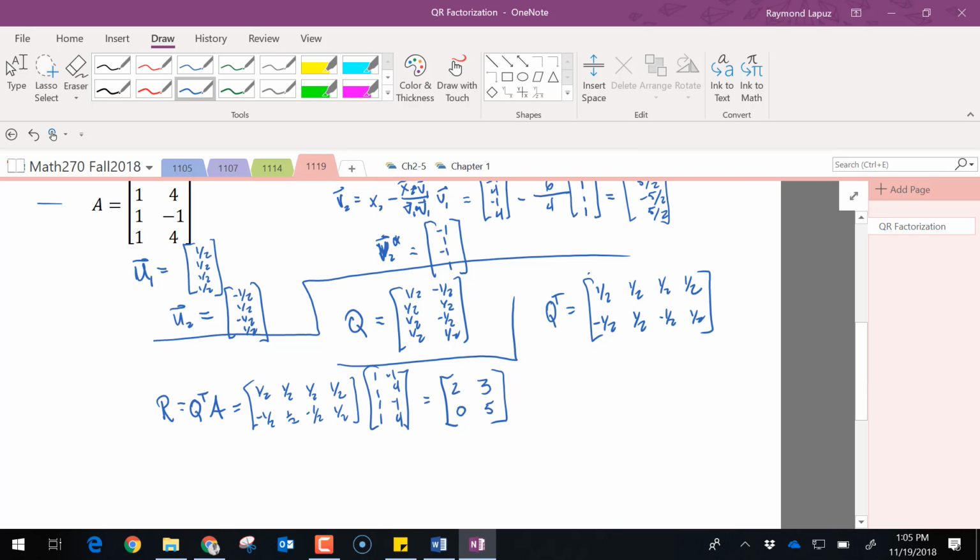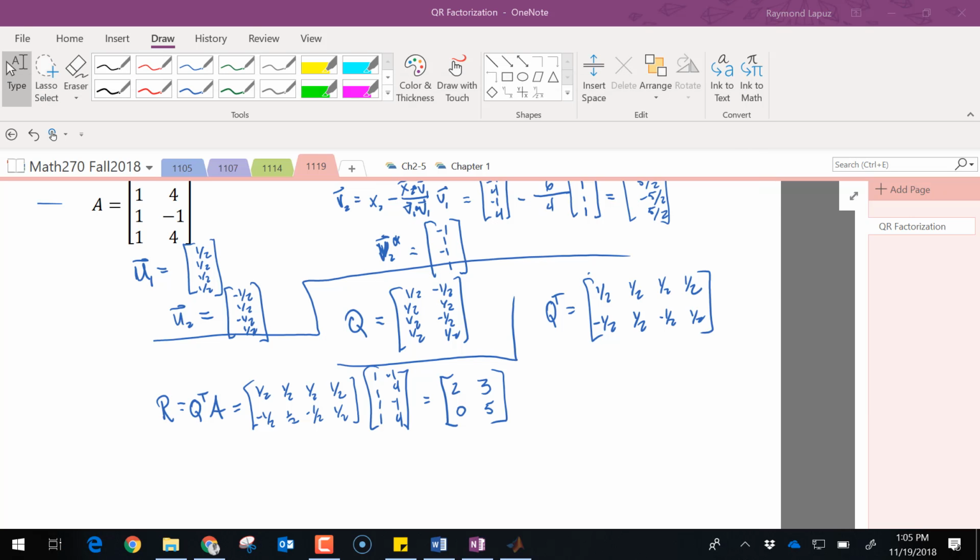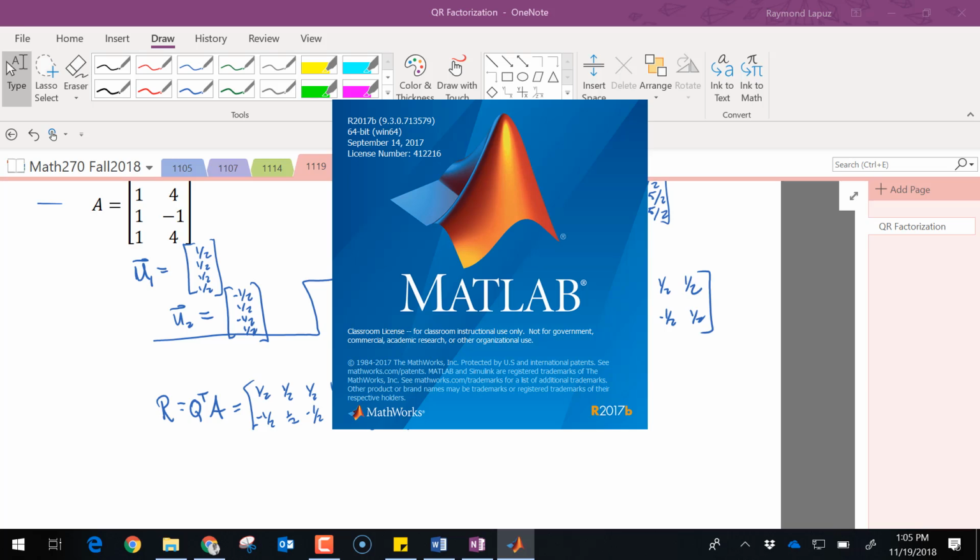Okay. So that's it. We should have started off my MATLAB already, but we'll multiply this to check that if we multiply Q times R, we actually do get A, and we'll do that check in a second.